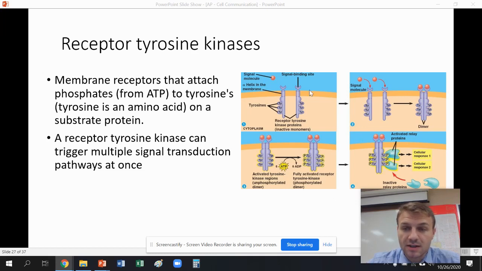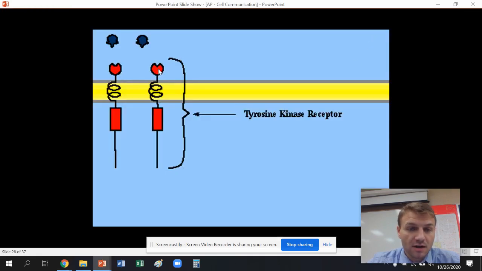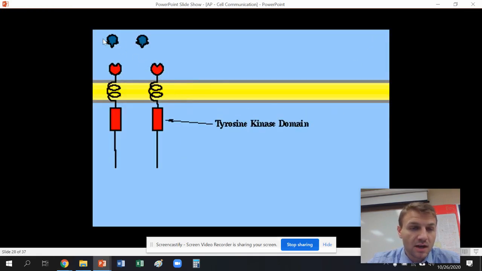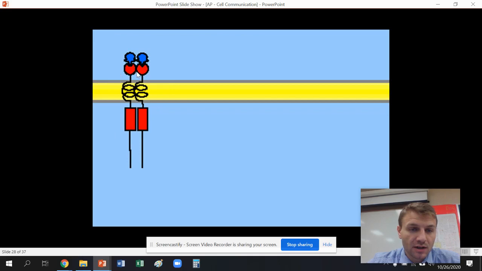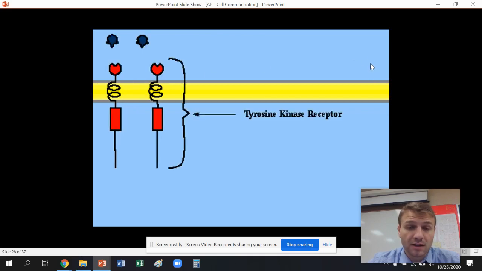All I just want you to remember is these guys are going to help with growth factors and helping cells enter mitosis. So you can see here, these are the tyrosine kinase receptors. You have your ligand up here. These ligands are going to bond here with these receptors. Once they bond, these two are going to come together and form that dimer and create a cellular response.